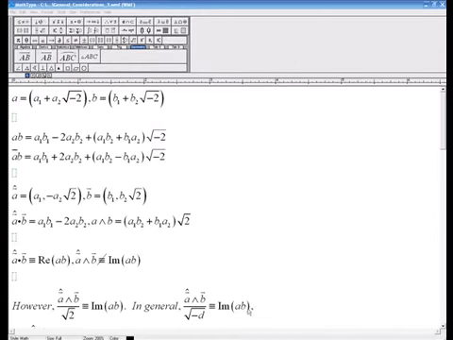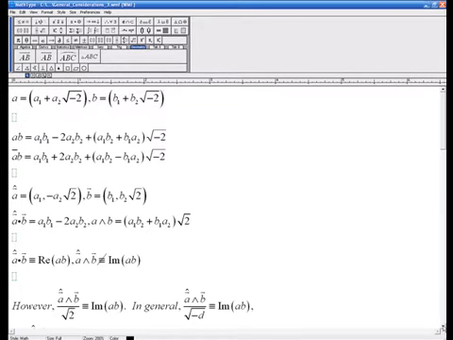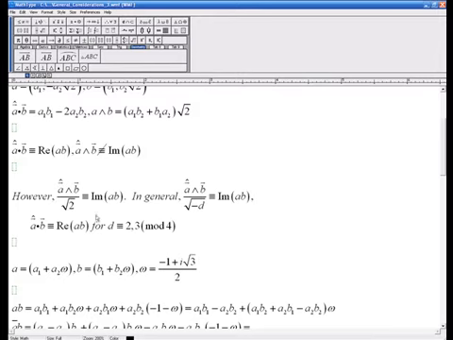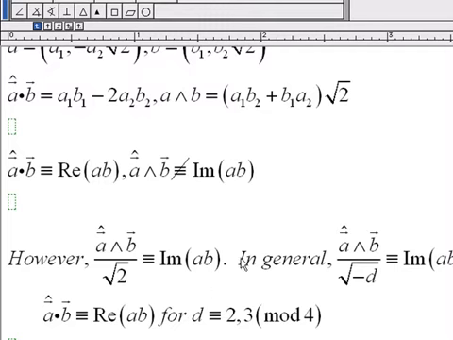So what you have to do for the 2 or 3 mod 4s is take the dilative factor out. So in this case of the square root of negative 2, you have to divide the wedge product by the square root of 2 in order to come up with the imaginary part of the product over the ring or field. And in general, you have to divide by the square root of negative d in order to take out that dilative factor to get the correct imaginary component.